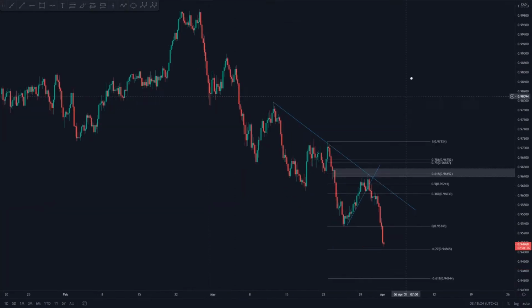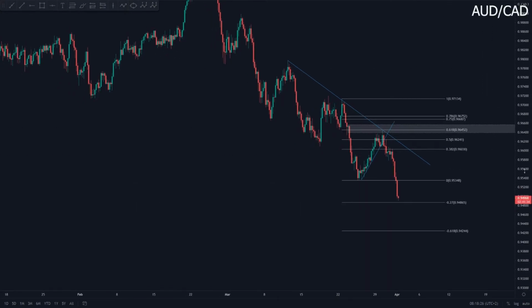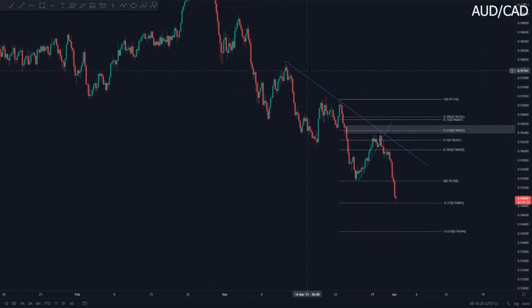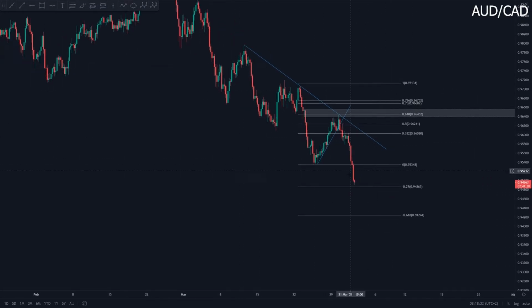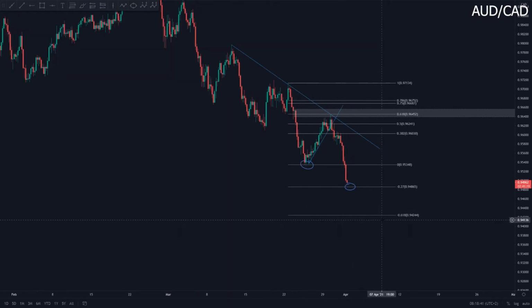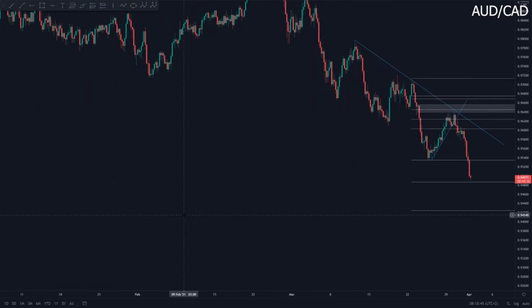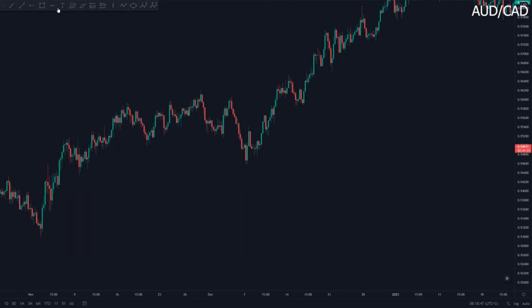Let's head over to AUDCAD, because AUDCAD has been playing out beautifully. As we can see, obvious downtrend structure, lower highs, lower lows, and we're currently creating a new lower low. We broke this lower low and are currently making a new potential lower low. So where is AUDCAD going to go next? Well, if we look back to the left, what can we see?